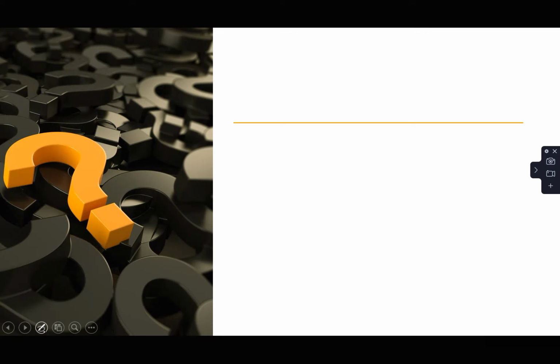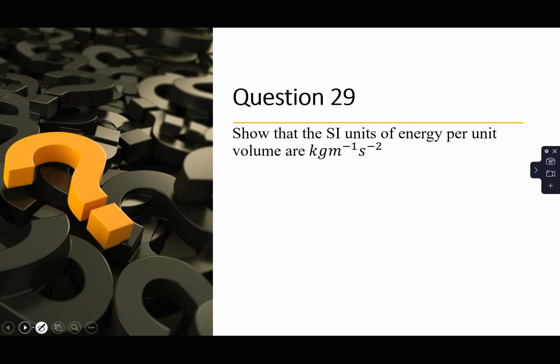Let's move to question number 29. Show that the SI units of energy per unit volume are kilogram per meter per second squared. The base units of volume are meters cubed. The base units of energy are kilogram meter squared per second squared. So we now divide energy by volume: kilogram meter squared per second squared divided by meters cubed.